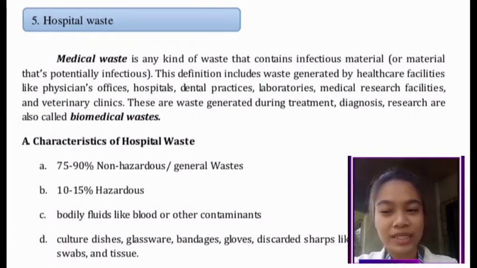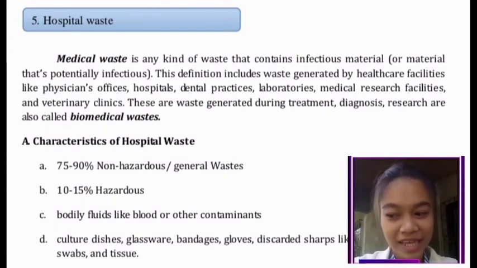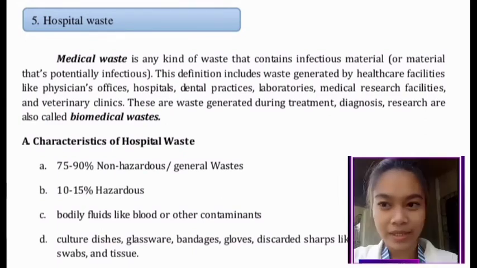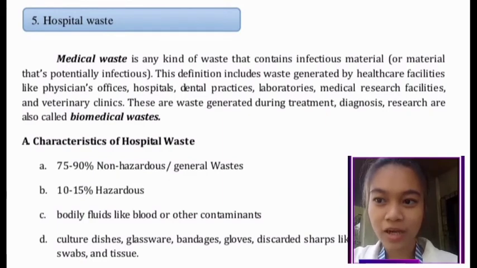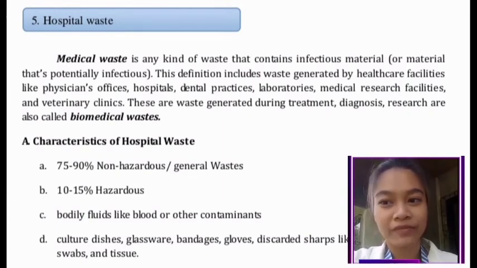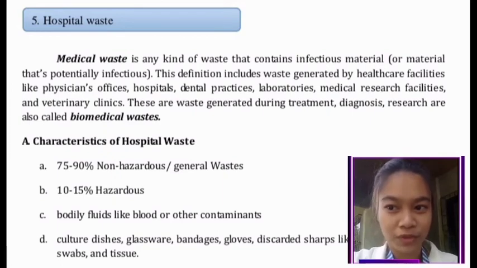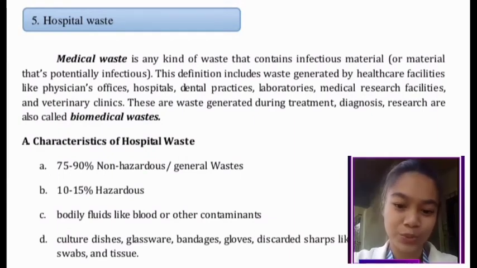So, pag sinabi po natin na hospital waste o medical waste, ito yung mga bagay o kagamitan sa ospital na nakikita natin na tinatapon na o kailangan nang itapon. So, meron tayong characteristic of hospital waste. 75 to 90% dito is non-hazardous or general waste. 10 to 15% hazardous. Bodily fluids like blood or other contaminants. Culture dishes, glassware, bandages, gloves, discarded sharps like needles or scalpel, swab, and tissues.